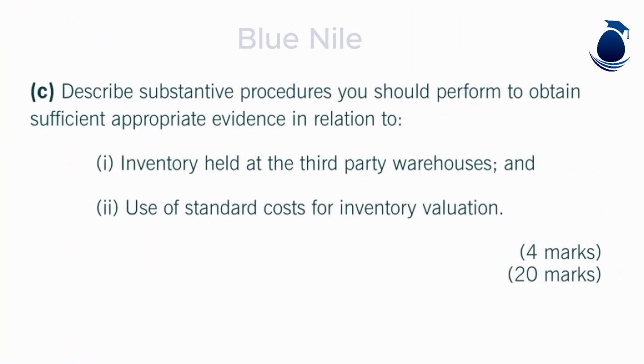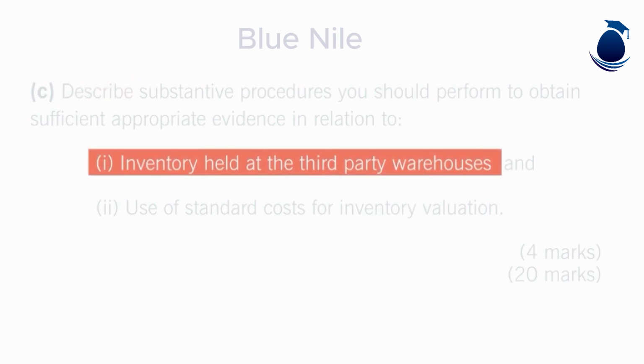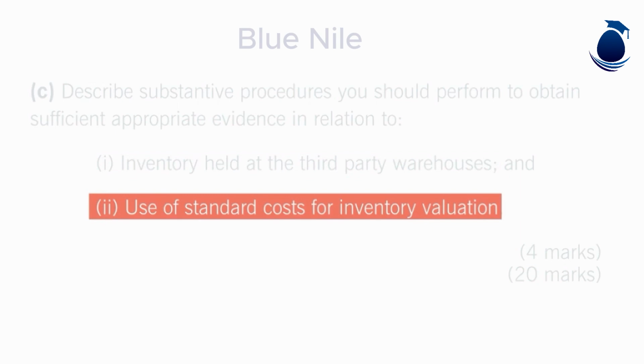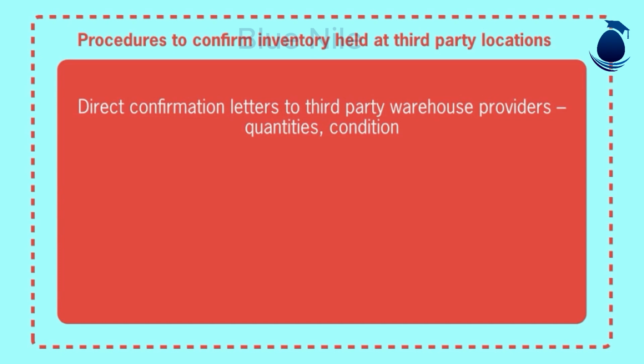We now look at the last section of the question, section C, which asks us to describe the substantive procedures to be performed to obtain sufficient appropriate evidence in relation to inventory held at the third-party warehouses and the use of standard costs for inventory valuation. Dealing firstly with the inventory held at the third-party warehouses, the auditor should send a letter requesting direct confirmation of inventory balances held at the year-end from the third-party warehouse providers regarding quantities and condition.